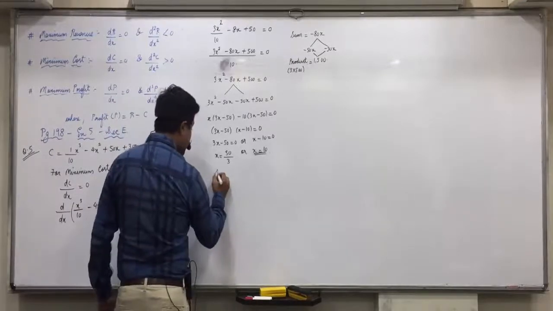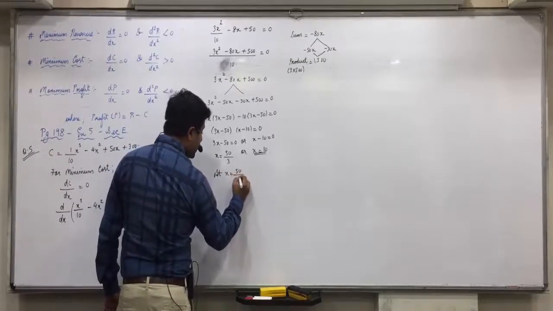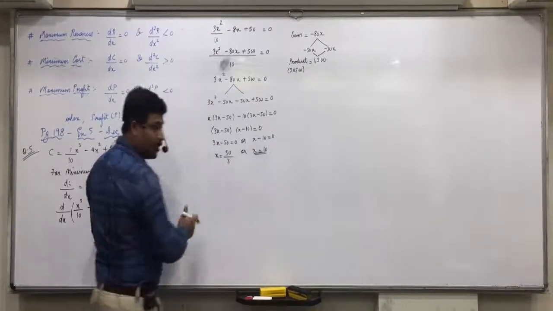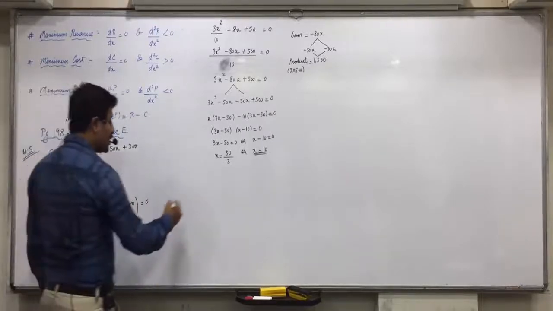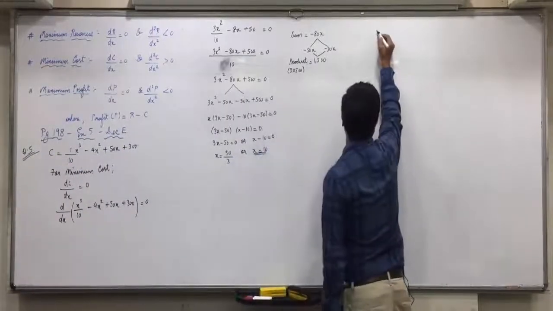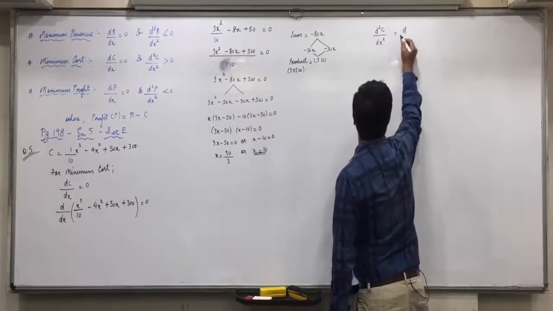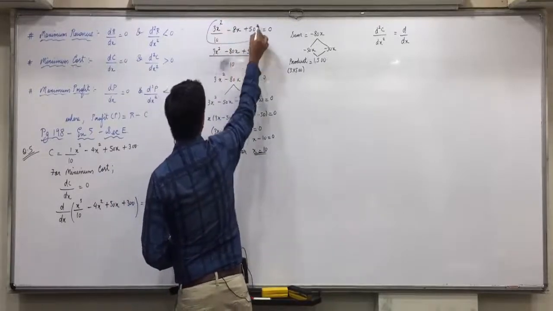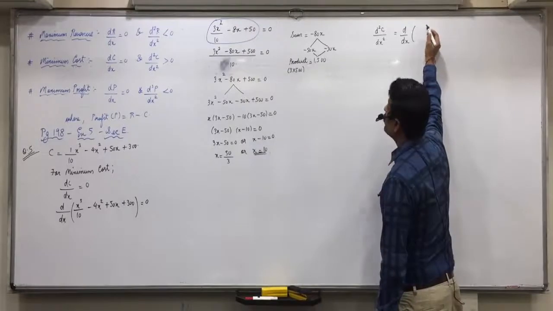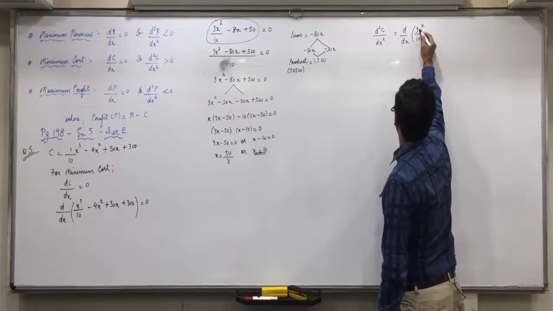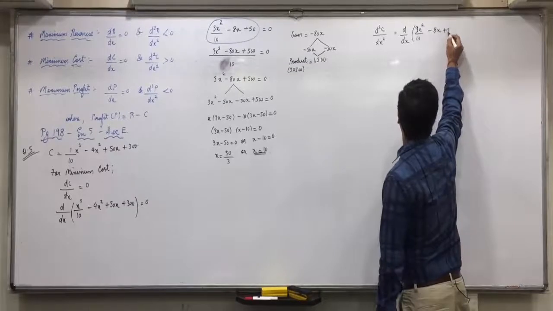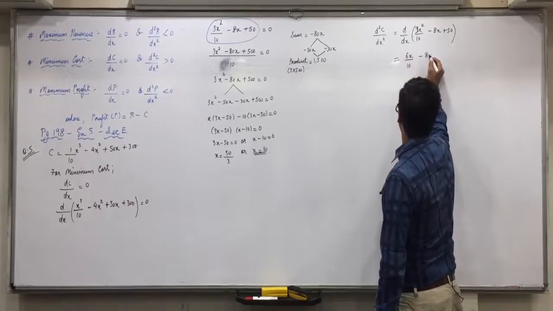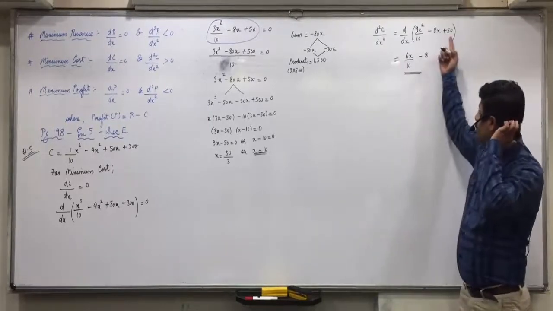Okay, let us start with 50 by 3. At x equals to 50 by 3. First we will have to find d square c upon dx square. That is d upon dx of, now, this was dc by dx. Is everyone clear with this? So, 3x square by 10 minus 8x plus 50. 3 into 2, 6x by 10 minus 8 and 50 becomes 0.